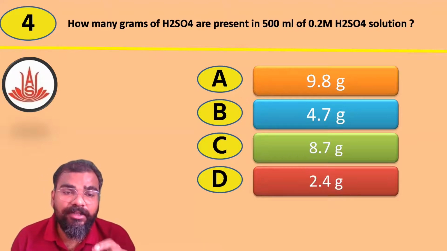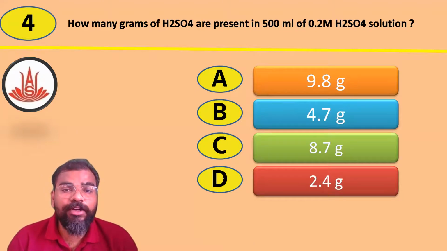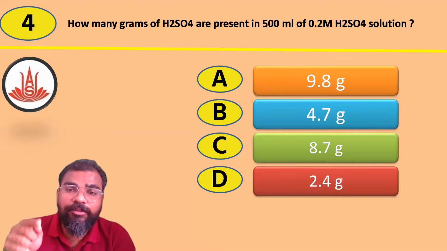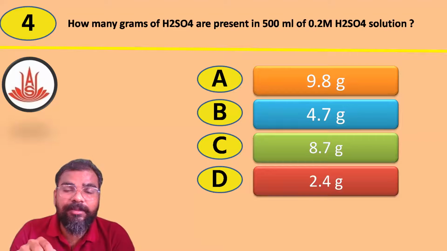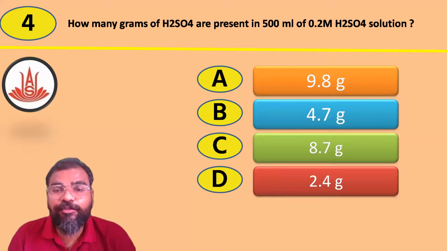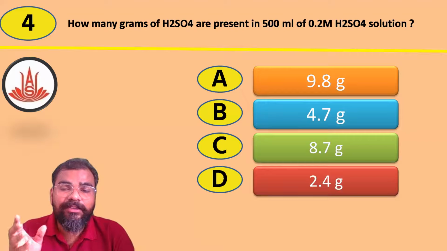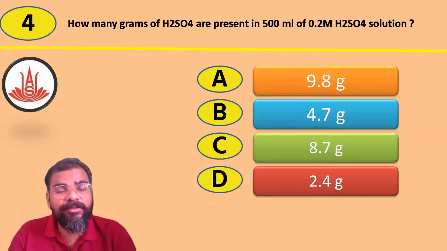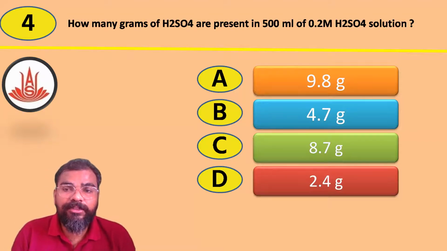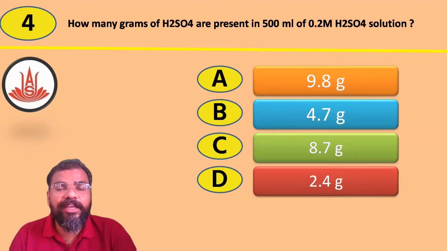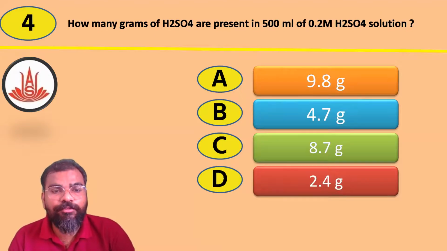H2SO4. The question: how many grams of H2SO4 are present in 500 ml? 500 ml H2SO4 का सॉल्यूशन है हमारे पास, जिसका मोलारिटी आपके पास है 0.2 मोलर. ठीक है, तो इसके अंदर ऐसा बनाने के लिए आपको कितने ग्राम H2SO4 ऐड करना पड़ेगा? ओके, 4 ऑप्शंस, 9.8 ग्राम, 4.7 ग्राम, 8.7 ग्राम and 2.4 gram.